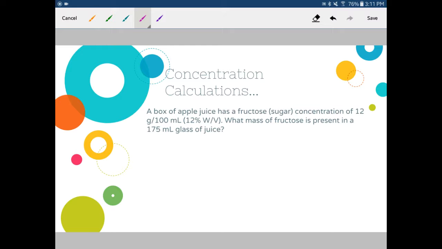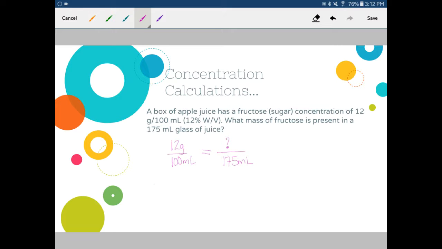So if I'm looking at a weight to volume, what it's saying is I have 12 grams per 100 milliliters, and I'm essentially looking for how much is in 175 milliliters. Well, I can essentially cross multiply and divide if I like that, or I can figure out that this is 12% and I need to figure out how much is in 175, so I can divide and then solve for my X value, or what I'm solving for.